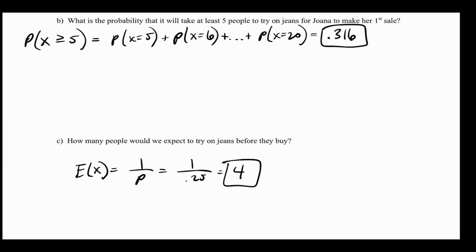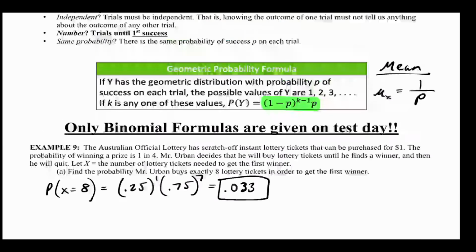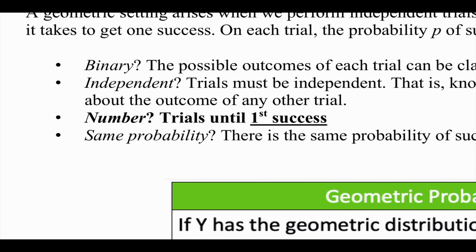All right, that's the difference between geometric and binomial. Most of the time it's going to be binomial, but they will throw in some geometric just to see if you know the difference. The only difference between geometric and binomial is trials until first success. Go until something else happens. Go until you get a winner ticket. Go until someone buys jeans, right? Go until a success, whatever success is. That's the only difference between geometric and binomial.